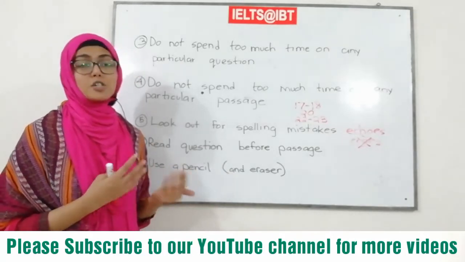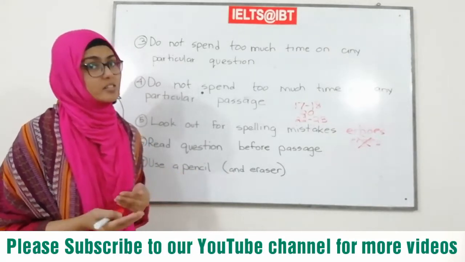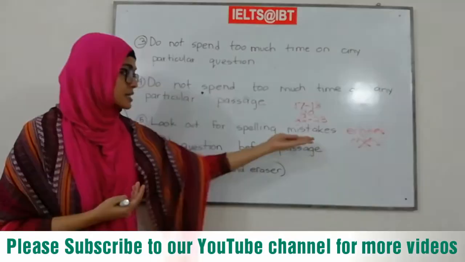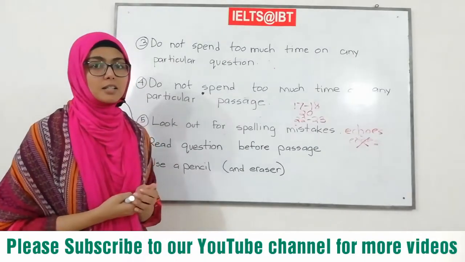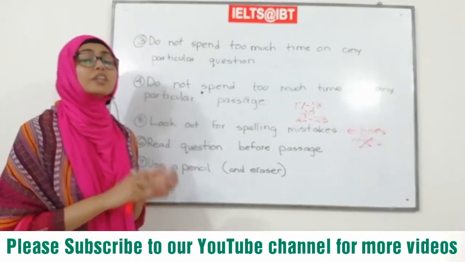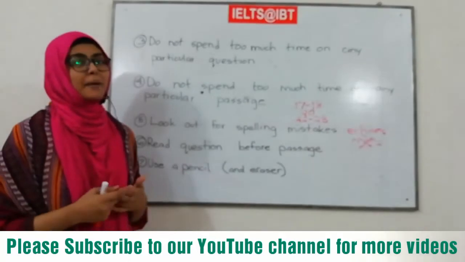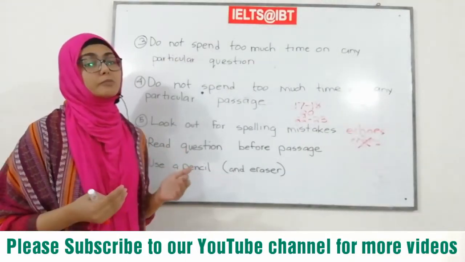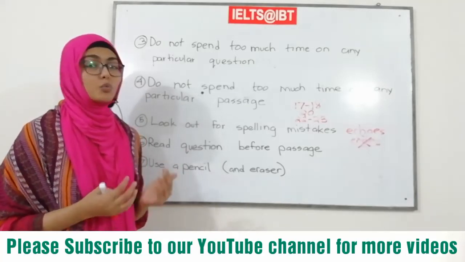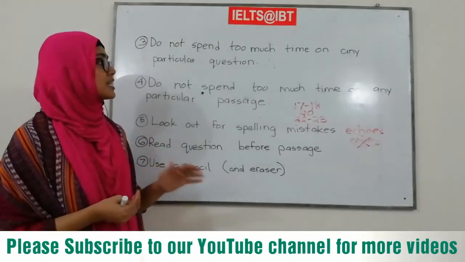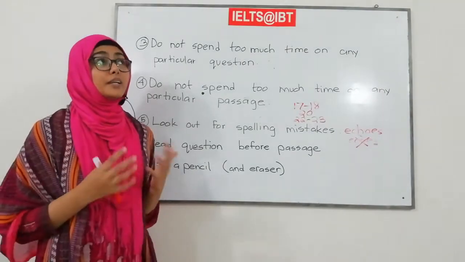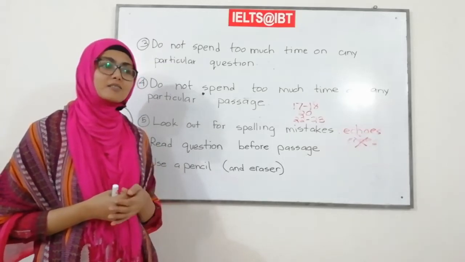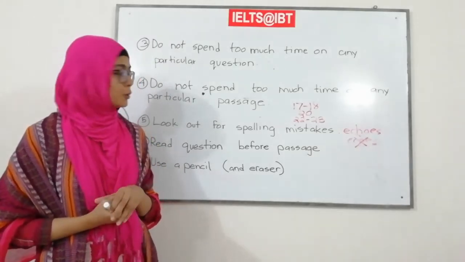Even if you transfer your answer to the answer script, and after having done that you realize you've made a spelling mistake or you've written down the wrong answer, you can erase it and rewrite it with a pencil. With a pen you have to cut it, and it will just make your answer script messy, and you don't want that. So these are my general reading tips to make your reading module easier and to help you score higher. I hope this comes of help.